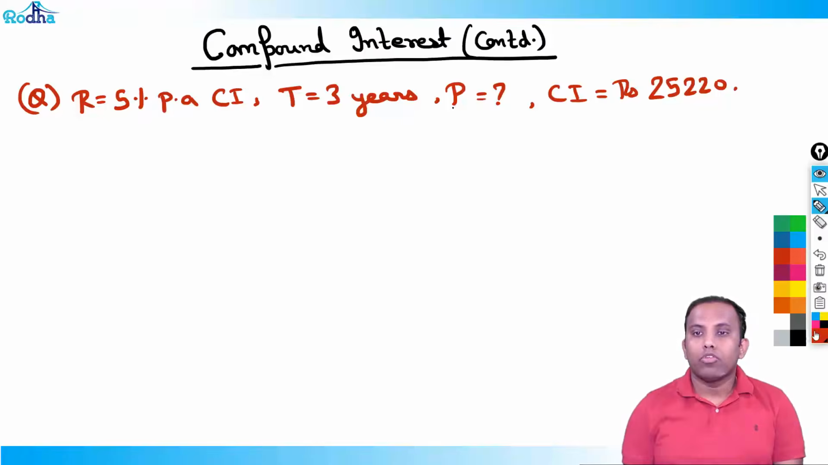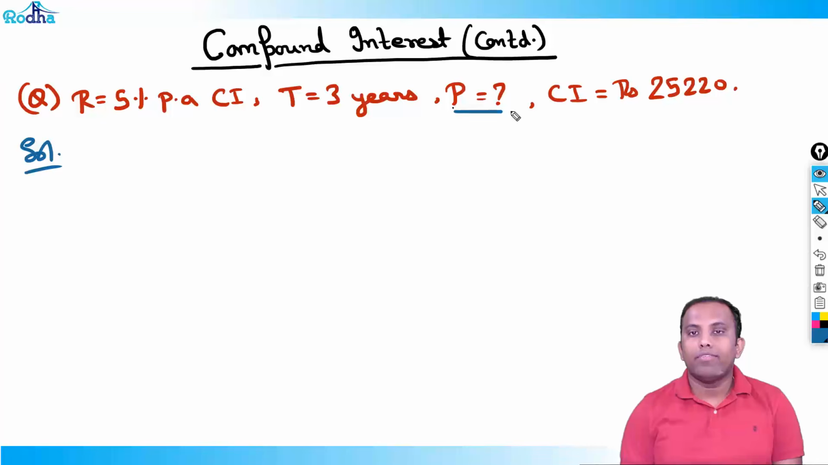Okay, so let's start with this question: the rate is 5% per annum CI, time is 3 years. P is what, if the CI given is rupees 25220? So what we'll do here is the same thing as we did in the last video. We did it for 2 years, now it is for 3 years.